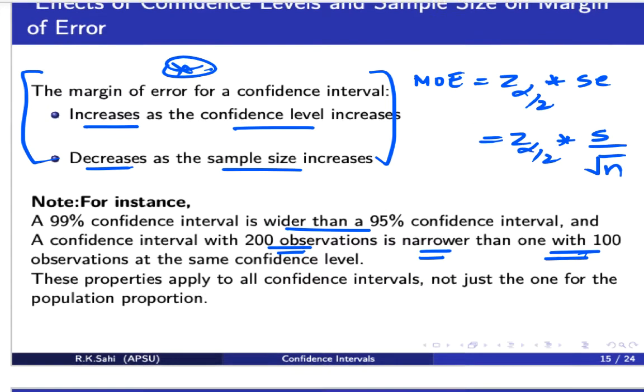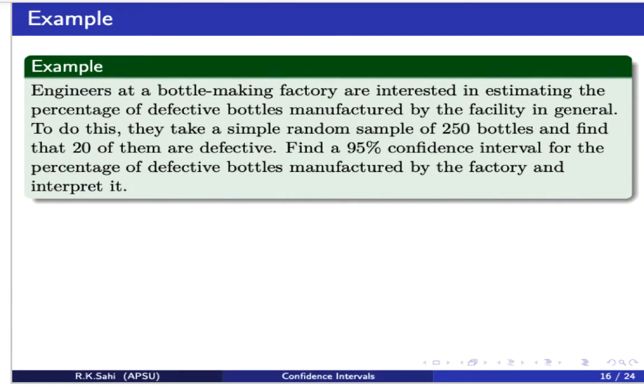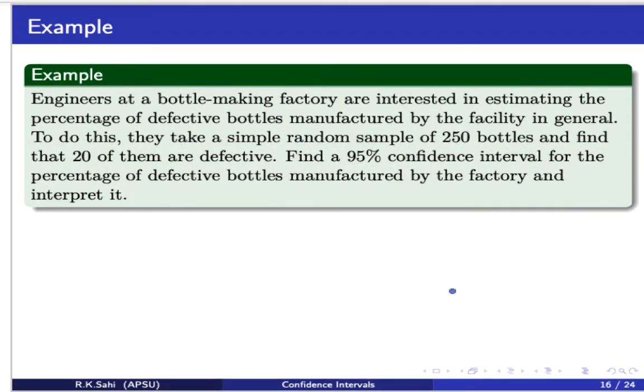Now let's go ahead and apply what we have just learned in problems. Okay, the first problem is, engineers at a bottle making factory are interested in estimating the percentage of defective bottles which are manufactured by the facility in general. To do this, they take a simple random sample of 250 bottles and find that 20 of them are defective.